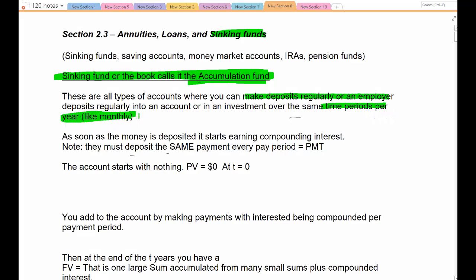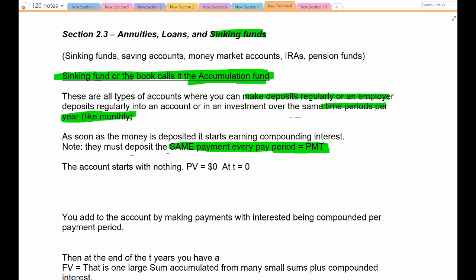Most of the time it's monthly, although it doesn't have to be. A lot of times in businesses it can be quarterly or things like that. The idea, though, is you're depositing the exact same payment every single pay period. So if it's monthly, every month you're investing the exact same amount. So suppose I want to save $100 a month. And so every month I put $100 into an account. And so I'm accumulating by putting more money in every month.